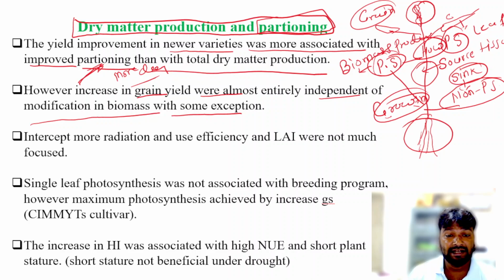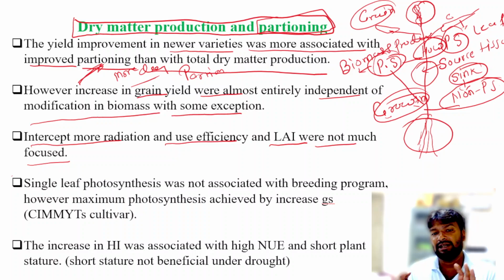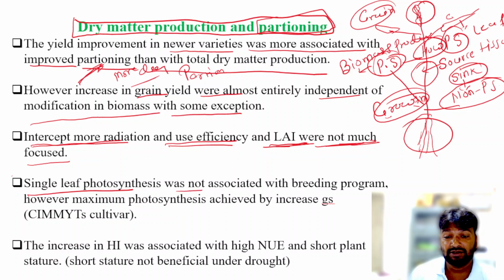Okay. So the intercepted radiation, radiation use efficiency and leaf area index were not much focused. Only this partitioning, the partitioning efficiency or assimilate partitioning, is more focused in the modern varieties. Also the single leaf photosynthesis was not associated with the breeding program. However, maximum photosynthesis was achieved by increasing the GS, that is known as stomatal conductance. Okay.